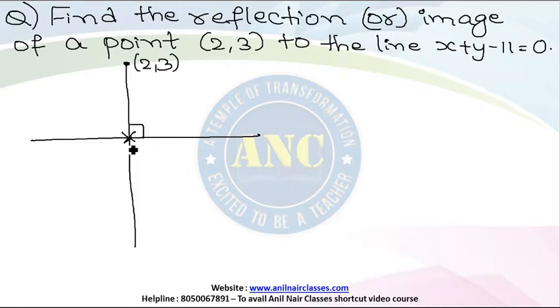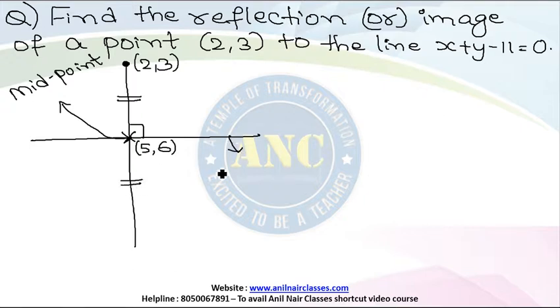The foot of the perpendicular will be 5 comma 6, which we already found out in our previous problem. Now this 5 comma 6 becomes the midpoint. Why does it become the midpoint? Because from 5 comma 6 to 2 comma 3, whatever distance there is, travel the same distance downward toward this line. Toward this line, x plus y is equal to 11, and you should call this x plus y is equal to 11 line as the mirror image.